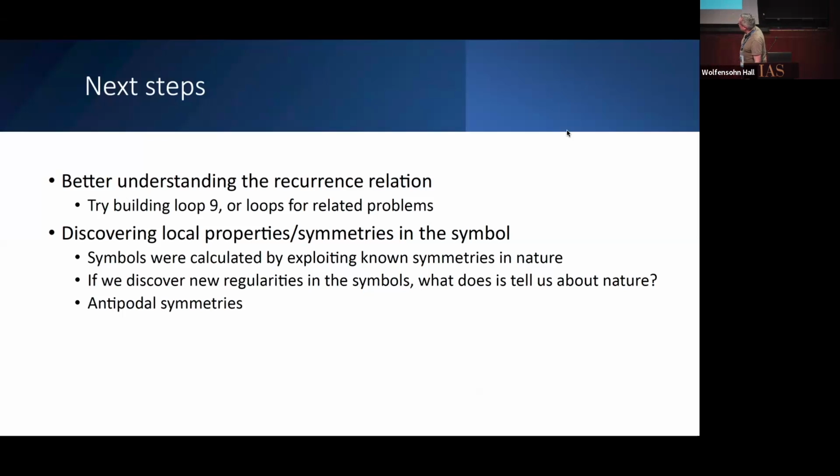So the next step, what do we want to do now? Well, it would be great to see if we can build loop 9, because no one has tried. That would be fun. It's a big loop, though. It would be interesting to go for loops for related problems. And also it's interesting to see if we can discover local properties or symmetries in the symbols. Because the symbols were calculated by leveraging the symmetries known in nature. If we discover new regularities in the symbol, does it go the other way? And Lance talked about antipodal symmetries and stuff like that. So there are things to be discovered there, obviously.